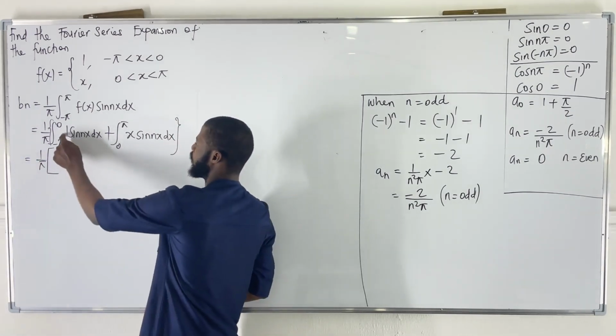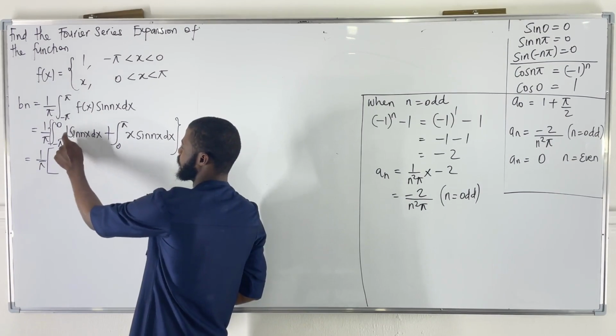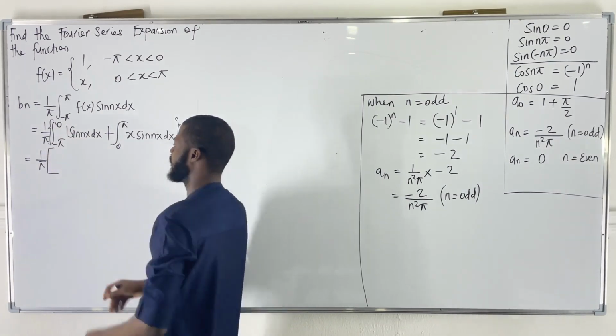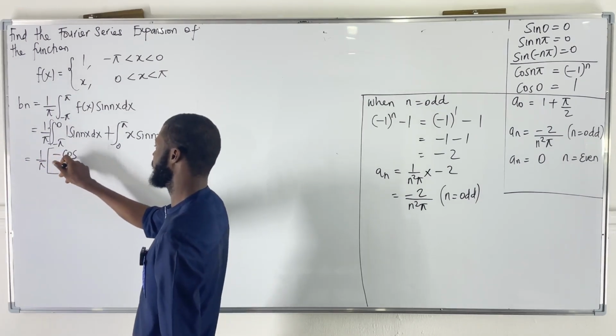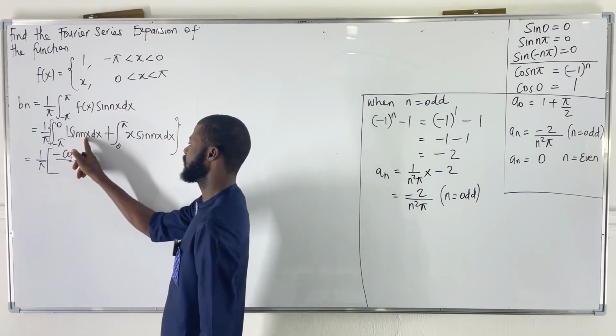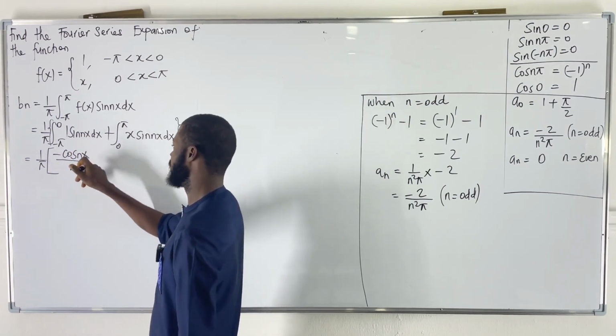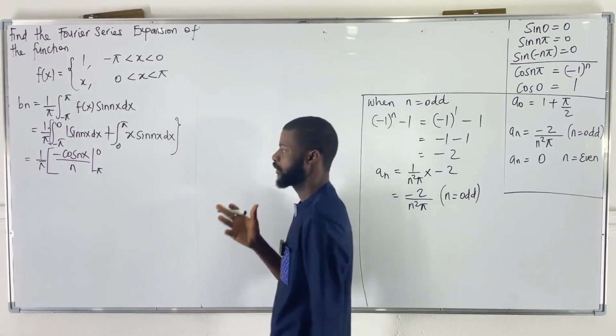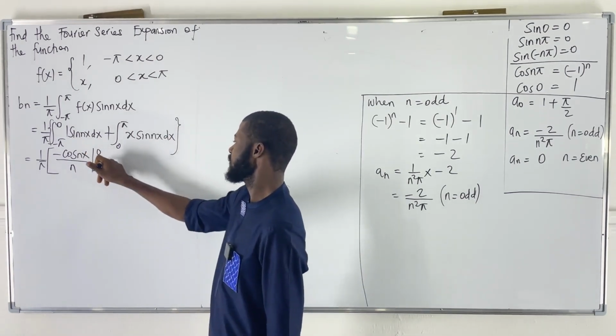Now I know that 1 times anything is that same thing, right? So this is just sine nx. So let's integrate sine nx. To integrate sine, we're going to have minus cosine nx, then divide by the derivative of nx. So differentiate nx, we get n. Then you put your limit, minus pi to 0. So that's the first one, and then plus.